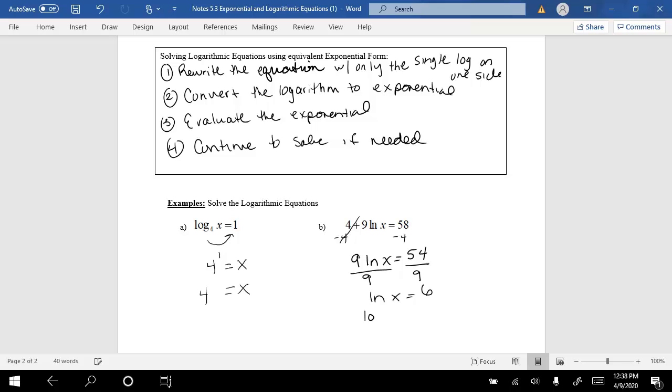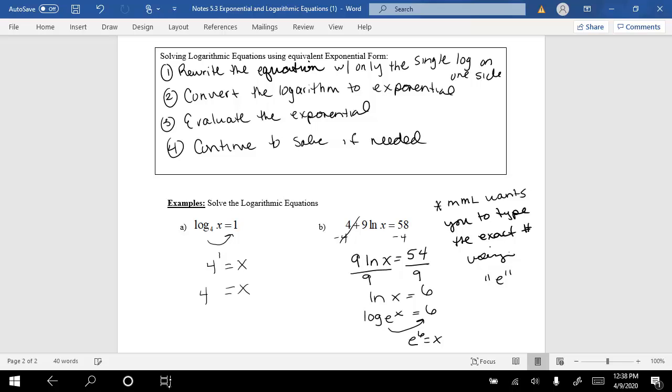Remember that the natural log means log base e of x, which is equal to 6. So if we solve this, we want to rewrite it as an exponential function. e to the 6 is equal to x. I'm going to make you a note here. MyMathLab wants you to type the exact number using e. In other words, don't go into your calculator and say what e to the 6th is. Your answer in MyMathLab will be e to the 6th.